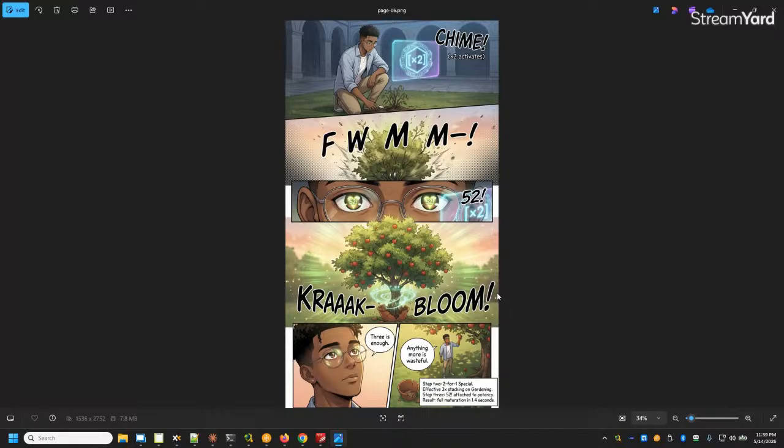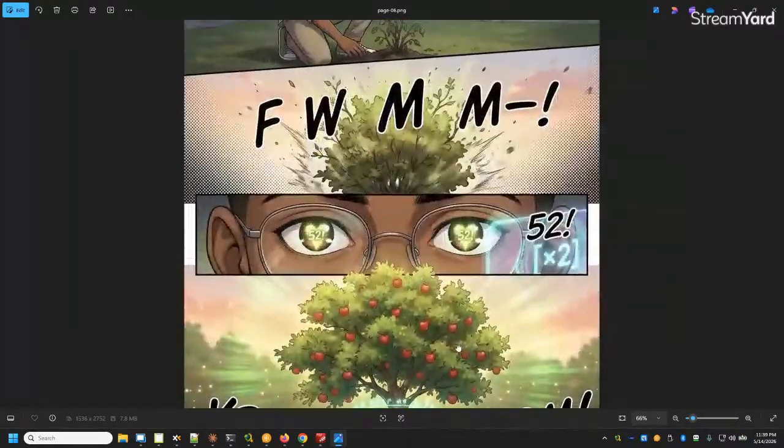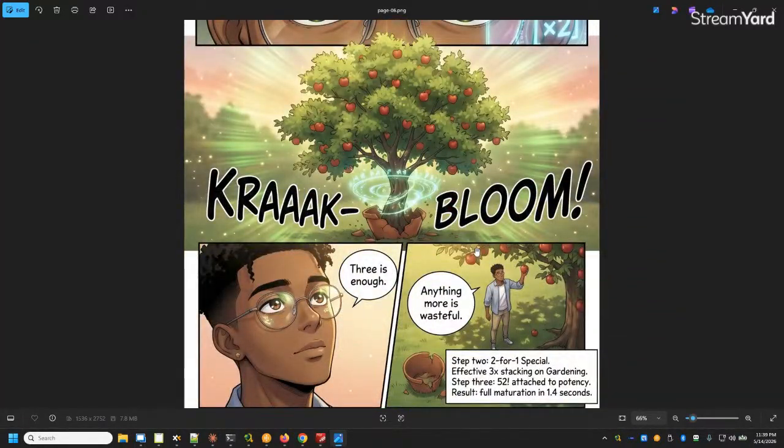Now the scaling is wrong. It's way off, but that's okay. We still got instant growth. That's fine. 3 is enough. Where do you get 3 from? 3 is enough. Anything more is wasteful. Step 2, 2 for 1 special, effective 3, 3x stacking on gardening. Step 3, 52 factorial, attach the potency. Result: full maturation in 1.4 seconds. Okay, bot, you got it. It's wrong, but it's 1.4.